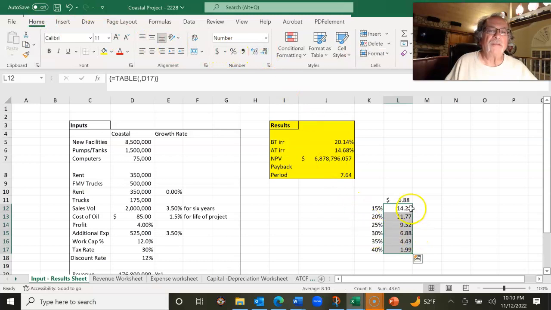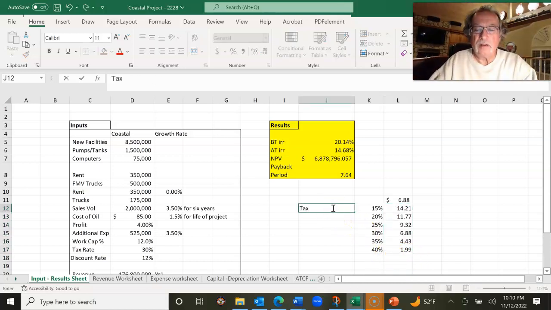And so at 30%, I've got the 6.88 million. I can see that at a 25% tax rate, my profitability almost goes up 50%, whereas if my tax rate is 40%, the profitability goes down to, what, 1/3. So this is tax rate, and you're going to want to do sensitivities on tax rate.